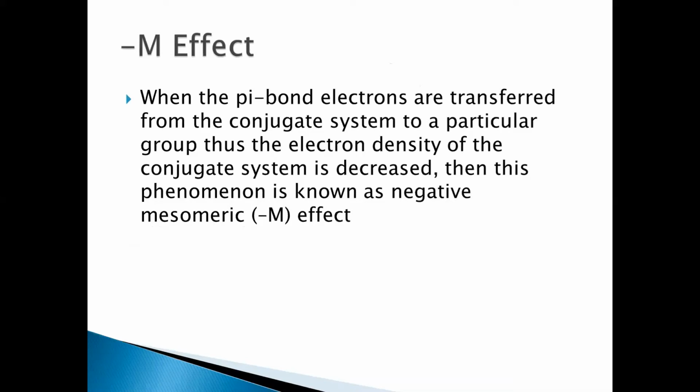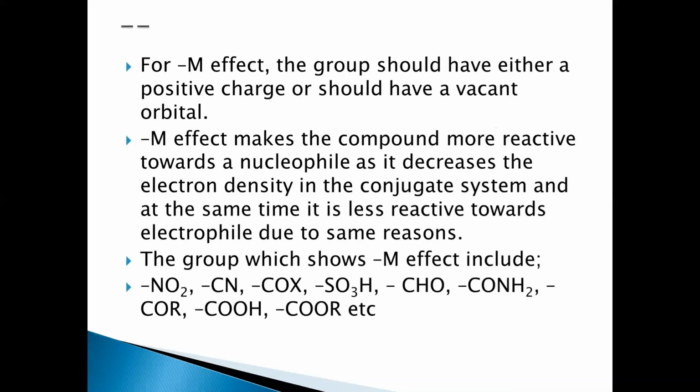Minus M effect: when the pi bond electrons are transferred, the reverse of plus M, electrons are transferred from the conjugate system to the group. The electron density of the conjugate system is decreased. Then this phenomenon is known as the minus M effect. For the minus M effect, the group should have either a positive charge or a vacant orbital.